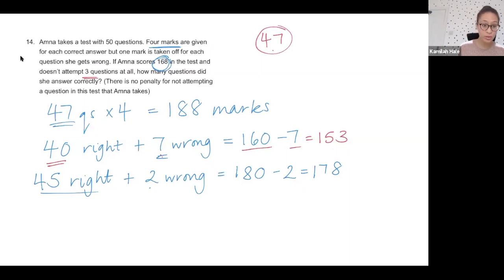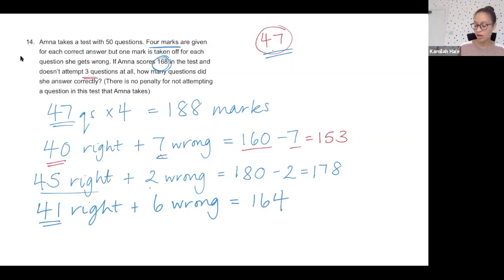So let's try, what was it that someone said? Let's try 41, just so you can see how this works. So she got 41 right. She only attempted 47 questions. So that means she got 6 wrong answers. If you got 41 right, you get 41 times 4 marks, which is 164. But you lose 6 marks for getting the 6 wrong. So you do minus 6, and that's 158. Not quite right.